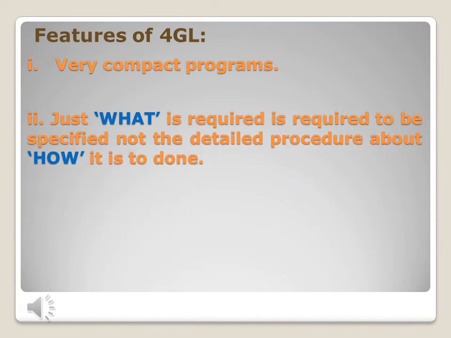Now let's see the different features of fourth generation languages. Codes written in a fourth generation language are very compact. That means they are mainly of one or two lines and no detailed procedure is required. The second, in this, we have to mention what is required to be specified, not the detailed procedure about how it is to be done.